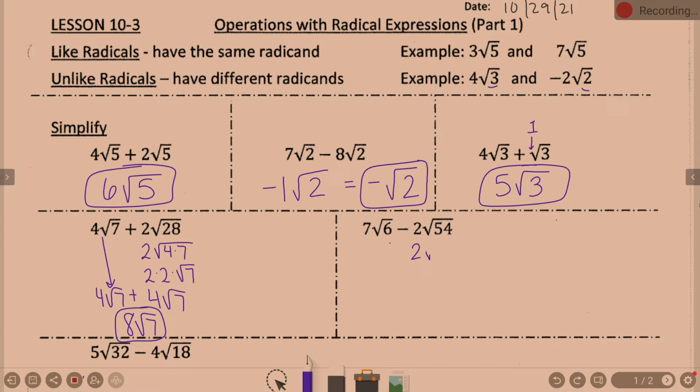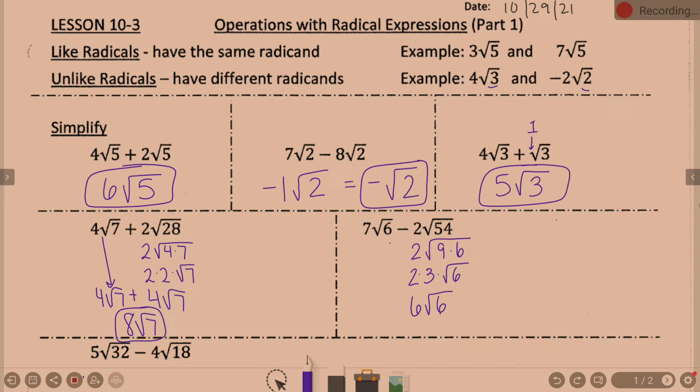So 2 is going to stay out front. 54 divides by what perfect square? 9. So that's 9 times 6. So the 2 out front carries down. What do I know about the square root of 9? It's 3. What do I know about the square root of 6? It stays. And guess what? It just so happens to match the other one, right? So what is 2 times 3 times the square root of 6? 6 square root of 6.